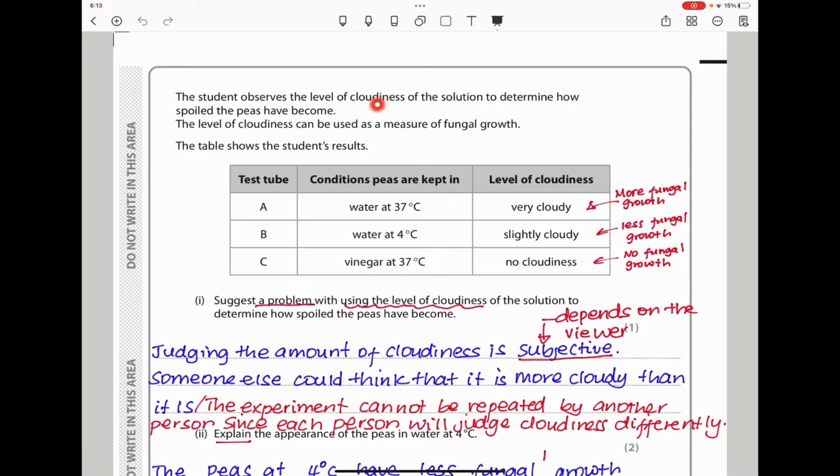The students observe the level of cloudiness of the solution to determine how spoiled the peas have become. The level of cloudiness can be used as a measure of fungal growth. The table shows the students' results. So we have the results in the table here. And as you can see, in A, there is very high cloudiness due to more fungal growth at 37 degrees in water. In B, just 4 degrees, there is slight cloudiness because this temperature did not provide the right kinetic energy for the substrate and the enzyme to collide in order for successful collisions to occur. And then for C, we see there is vinegar at 37, so there is no cloudiness because there was no fungal growth.